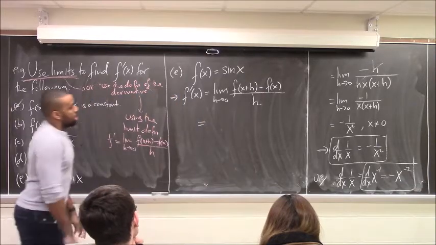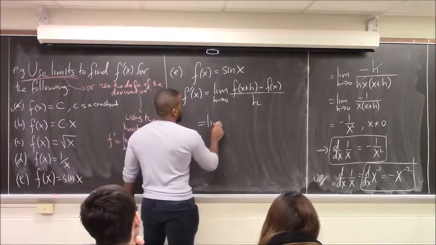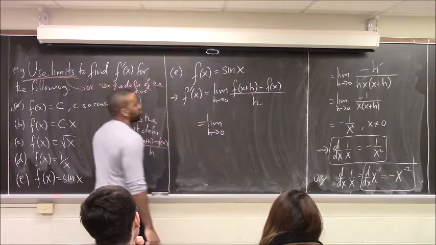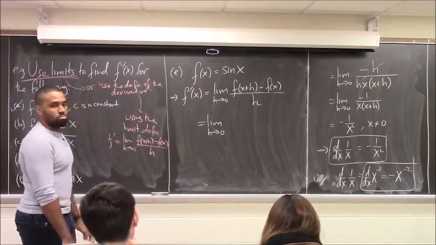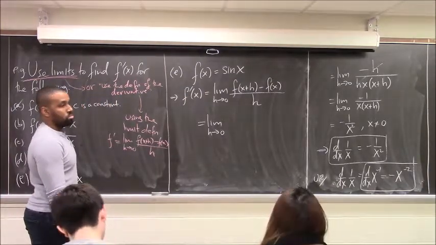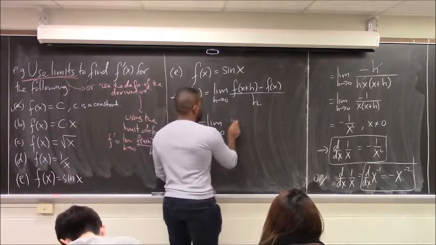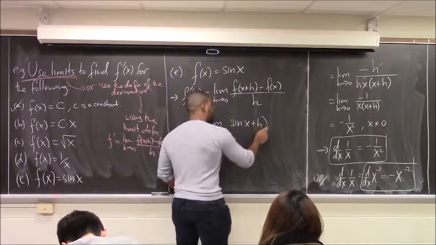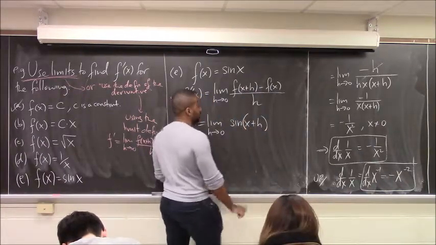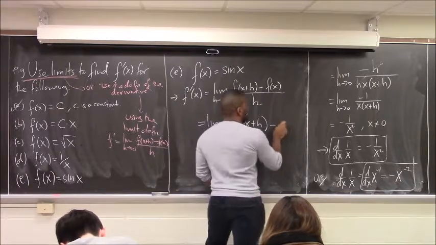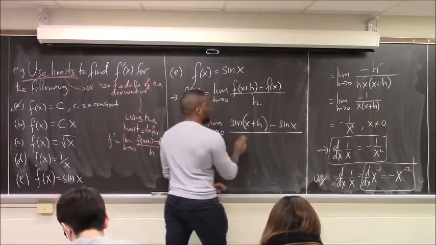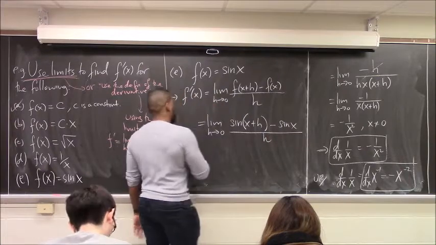Okay. What would that look like here? Sine of x plus h. Of course, all of that is in the sine. Minus the original function, sine of x, all over h. Okay, how do we deal with that?